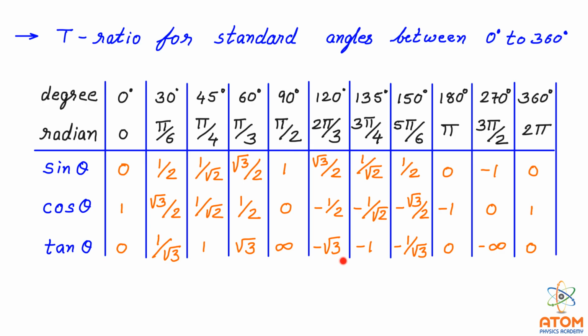Tan 120 is minus root 3. Tan 135 is minus 1. Tan 150 is minus 1 by root 3. Tan 180 is 0. Tan 270 is minus infinite. And finally, tan 360 is 0.